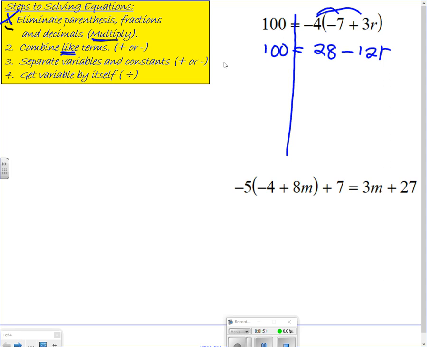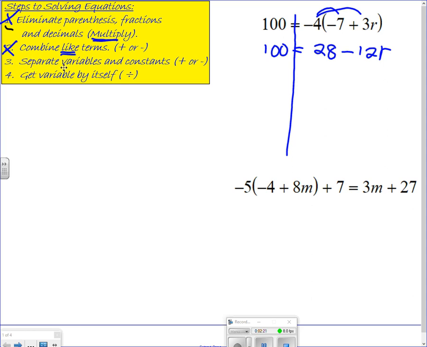Right hand side, look at this. Can I combine them? Remember what I told you, the keyword is like. They have to be alike. 28 and -12r are not alike, they're different. So they cannot be combined because they're different. So I did try to combine, but I couldn't combine them. So now I'm done with step number 2. Move on to number 3.